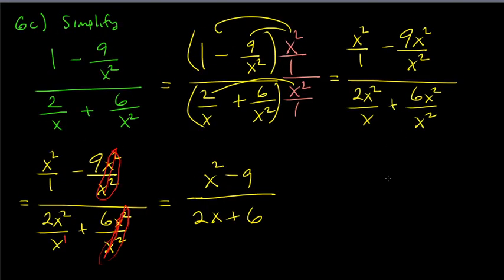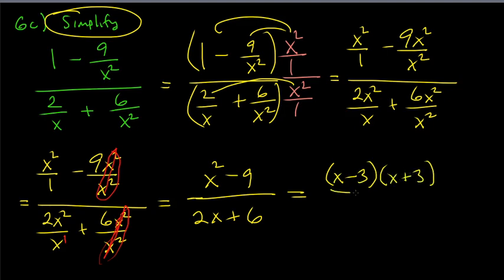Okay, so far? And it's still not quite done. Even though it is a simple fraction, we don't have fractions within fractions anymore. But remember what the directions are. The directions are to simplify. Simplify also means factor and cancel. So we factor the numerator, the usual difference of squares, a squared minus b squared. And the denominator, the GCF is 2, so factor out the 2.